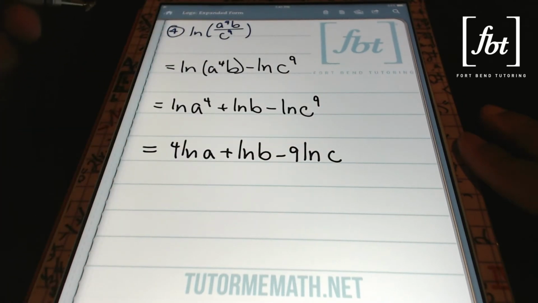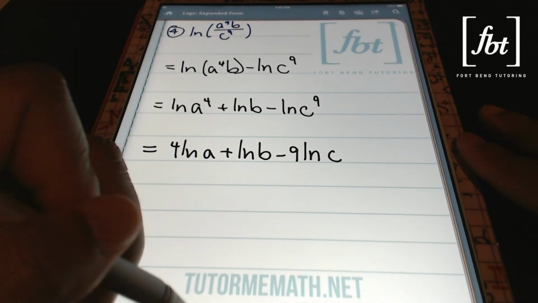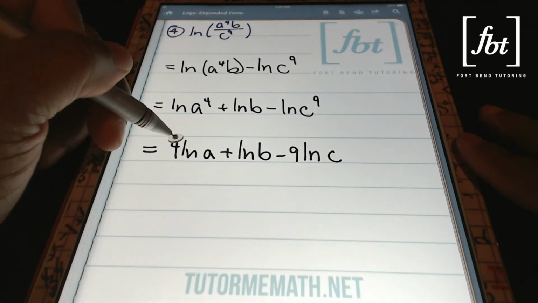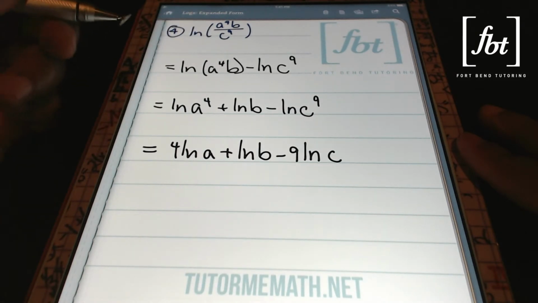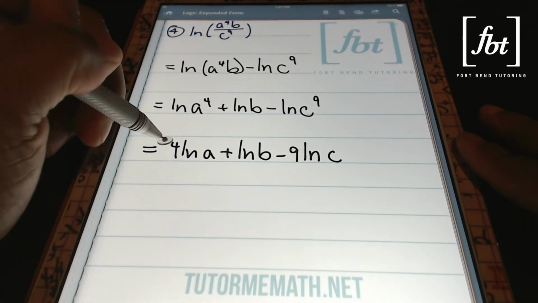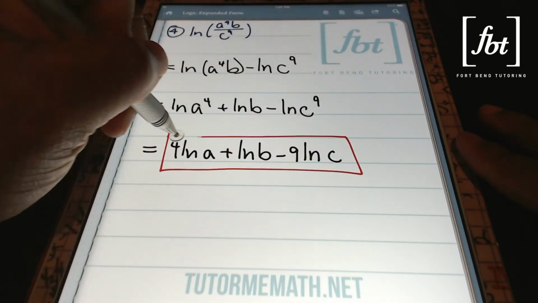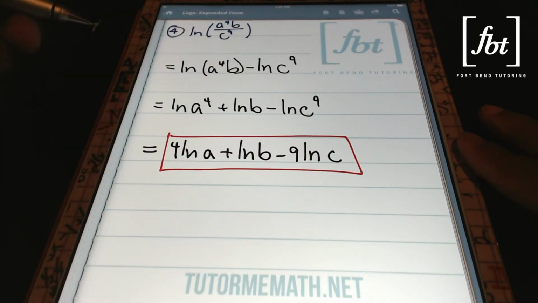So you want to keep in mind that when expanding your logarithmic expressions, you want all of your variables to be to the first power. So that's another way to tell whether or not you have an additional step to do before you reach the end of your problem like we did. So we end up with this answer here, 4 times the natural log of a plus the natural log of b minus 9 times the natural log of c. And of course, we are going to be red boxing it for problem number 4.